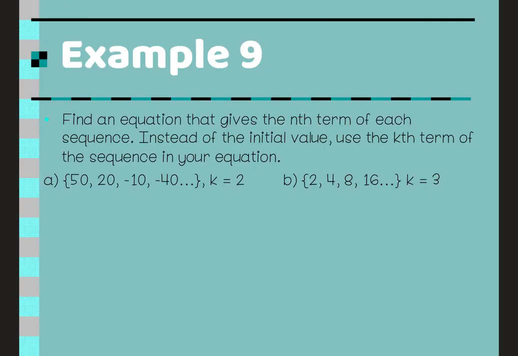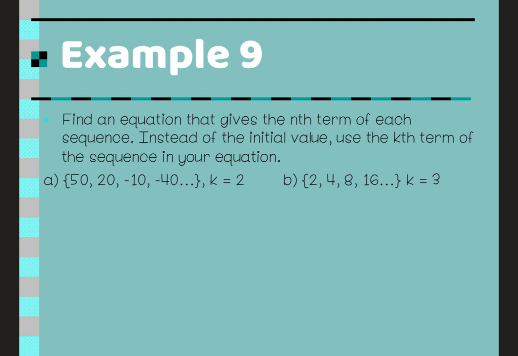All right, last up is example 9, and it says find an equation that gives the nth term of each sequence. Instead of using the initial value, use the kth term of the sequence in your equation. So instead of using A1, we're using A of whatever the k is, okay? So the first thing you have to do is figure out, is this arithmetic or is this geometric? Because it doesn't tell you this time.